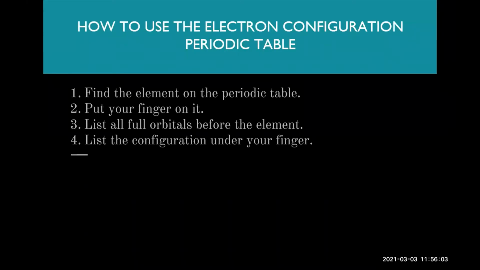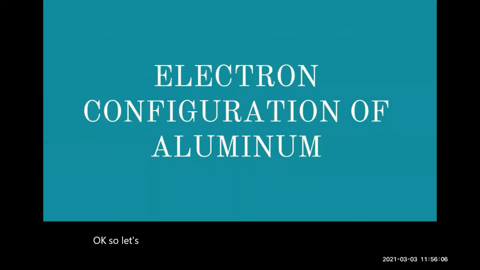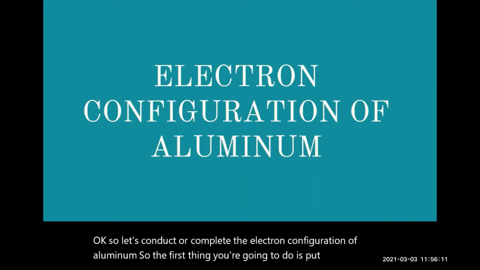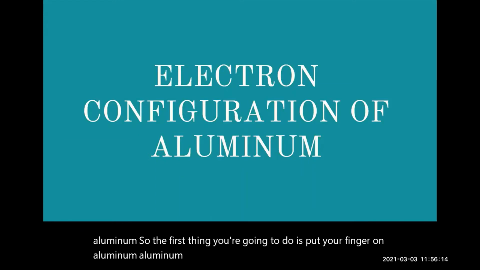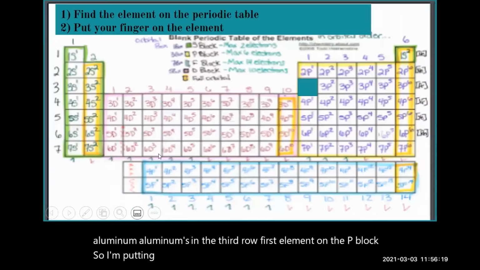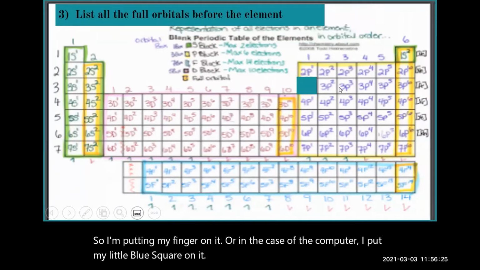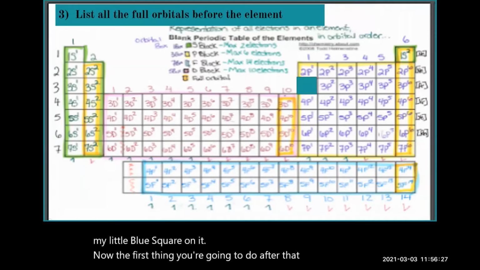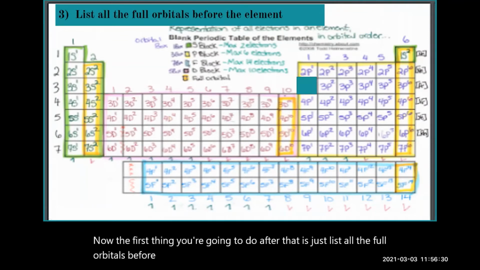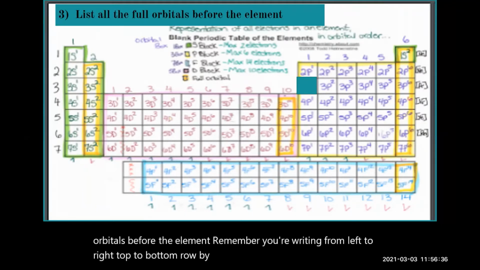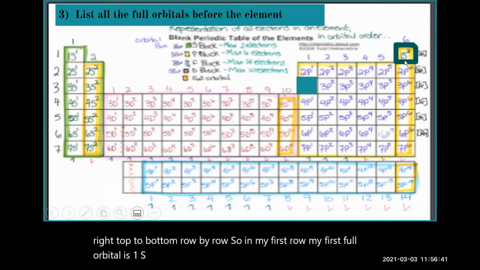Okay, so let's complete the electron configuration of aluminum. The first thing you're going to do is put your finger on aluminum. Aluminum's in the 3rd row, the first element in the P block. So I'm putting my finger on it, or in the case of the computer, I put my little blue square on it. Now, the first thing you do after that is list all the full orbitals before the element. Remember, you're writing from left to right, top to bottom, row by row. In my first row, my first full orbital is 1s2, so I would write 1s2.